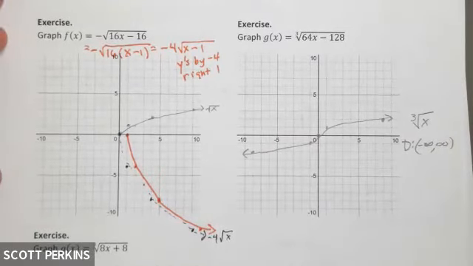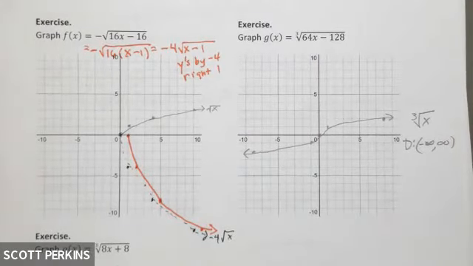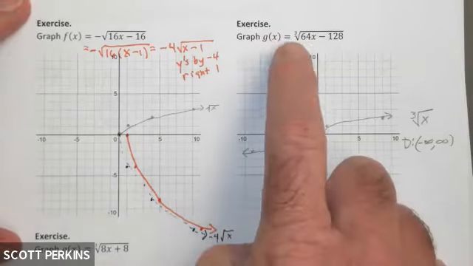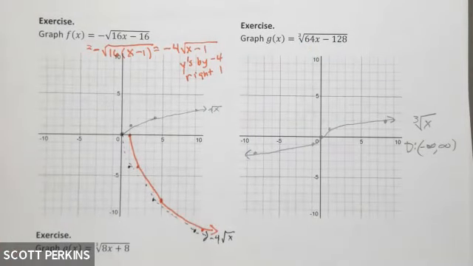Okay, all right, so next thing, we're going to end with a couple cube root graphs. Same process. So I would like you to do this one right here, cube root of 64x minus 128. Okay, so again, it's going to start off with you factoring out that value in front of the x and applying the product rule of radicals to that.